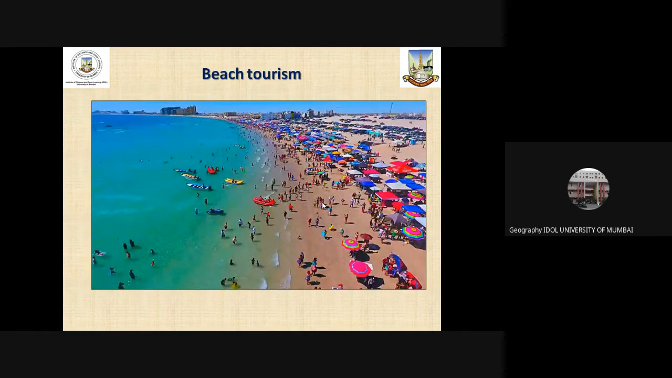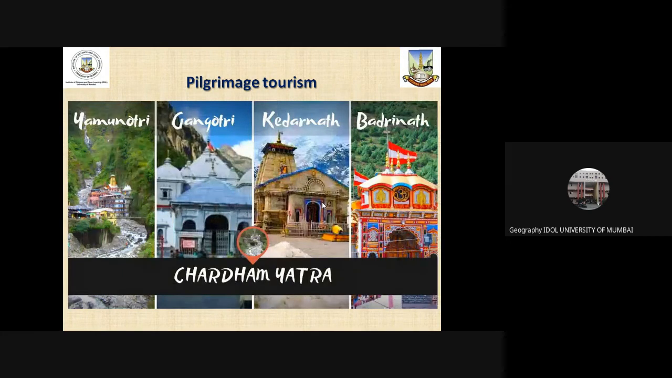Various places in India. India fortunately has 6,100 kilometers of coastline, and the coastline of many states is important for the development of beach tourism. Goa is the best example of it. Pilgrimage tourism is the visit to places of worship, like for example Char Dham Yatra, Yamunotri, Kedarnath, Badrinath, Jerusalem, Makkah, Medina, and places like that where people go and worship their gods.